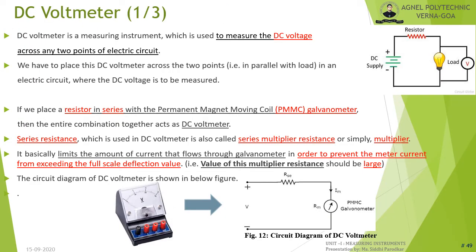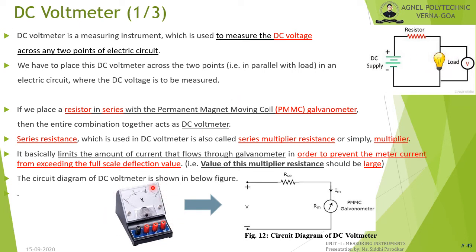Now let us see how PMMC galvanometer can be used as DC voltmeter. DC voltmeter is the device used to measure DC voltage across any 2 points in an electric circuit. For example, consider this circuit which consists of resistor and the load, that is bulb, connected to DC supply. If we want to measure DC voltage across this bulb, we have to connect DC voltmeter in parallel with this bulb or load. This will give us DC voltage across the bulb.